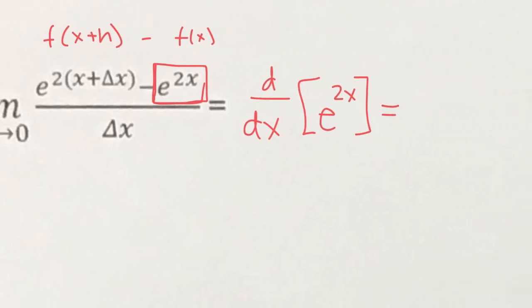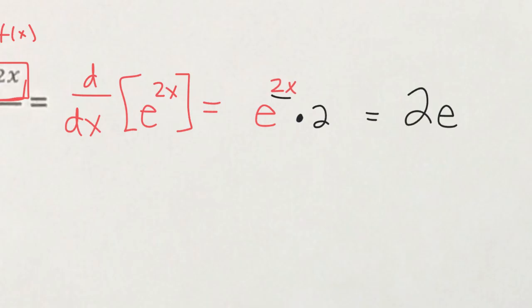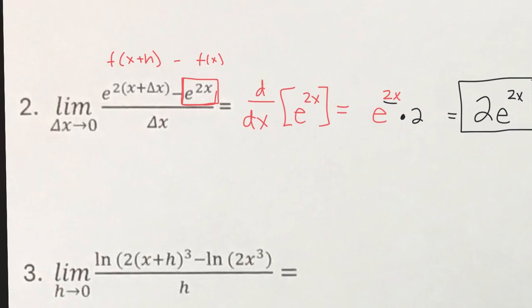Okay, so once again, all e's are chain rule problems. So the derivative of e to the anything is itself, exactly what you started with. And then we multiply it times the derivative of your power, which is just 2. Right, the derivative of 2x is 2. So our final answer would be 2e to the 2x as the derivative of e to the 2x. Okay? Recognize that form, the limit definition of a derivative form. The limit as a number goes to 0, right?